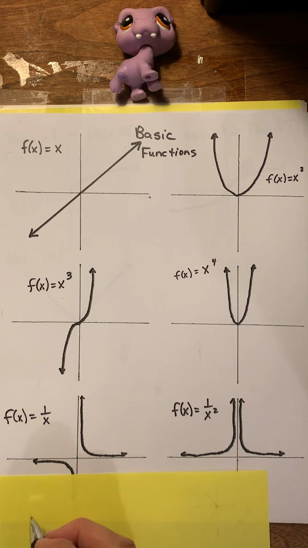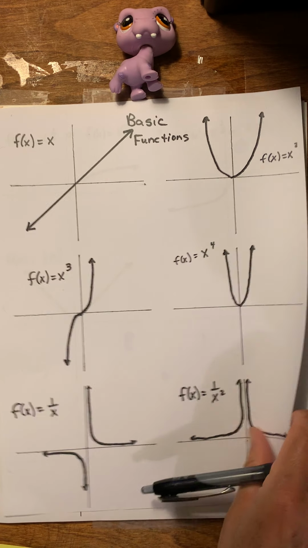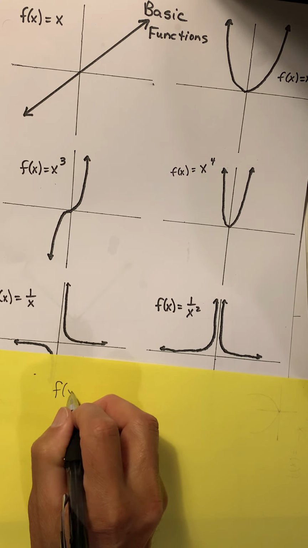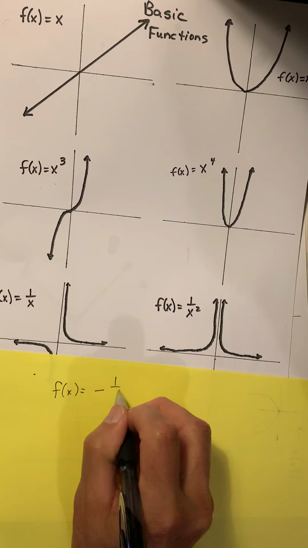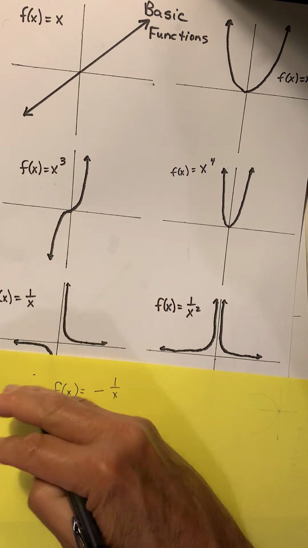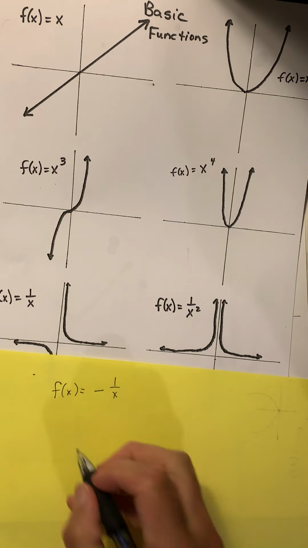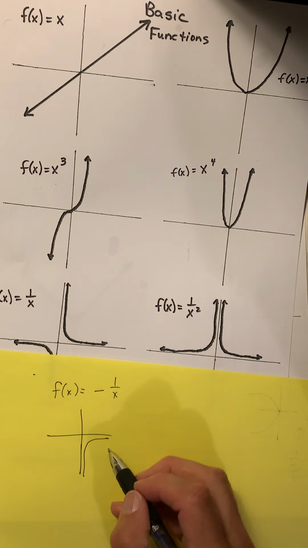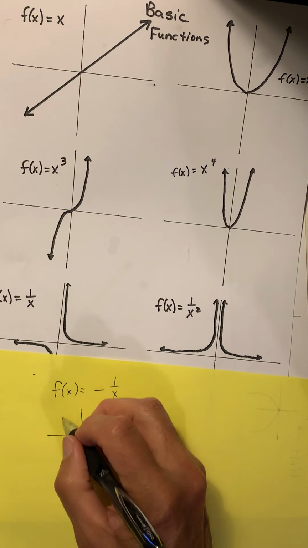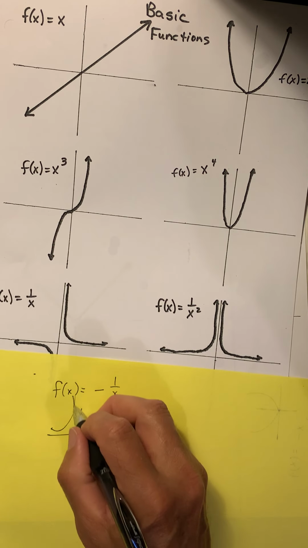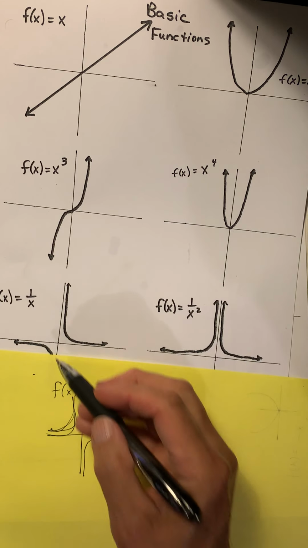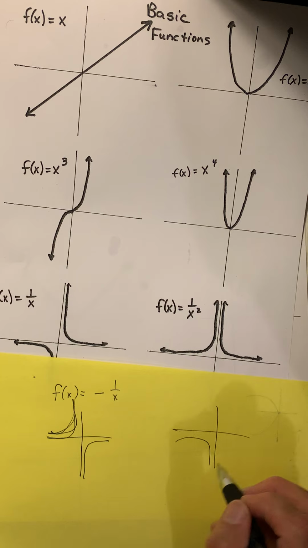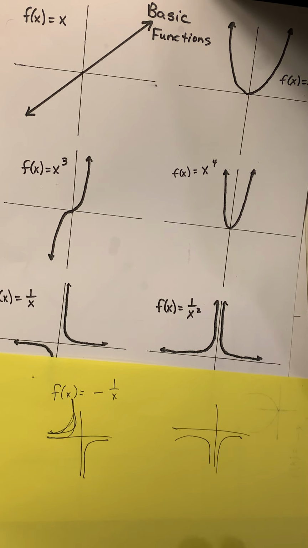This guy, let's do f of x equal negative 1 over x. This flips, everything flips over the x-axis. So that becomes this, becomes that. So it basically flips over the x-axis. Same with this guy. Flips over the x-axis.